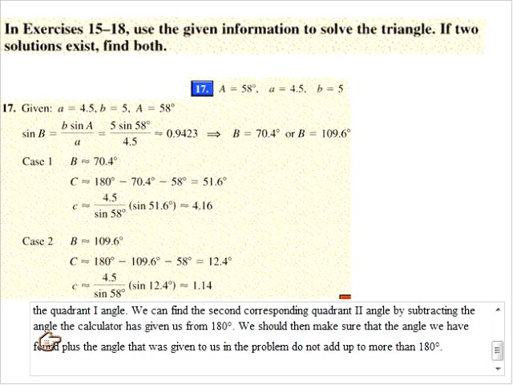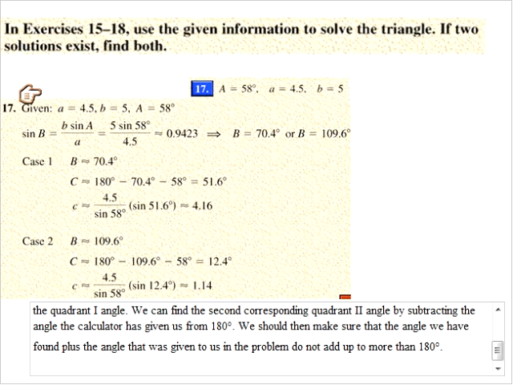And then you always need to make sure that the angle that you found plus the angle that was given to you in the problem doesn't add up to more than 180. If it adds up to more than 180, it's an extraneous solution. It's not going to work. You can't make a triangle. We forget about it, and then we move on.